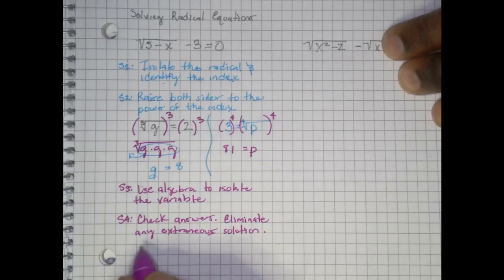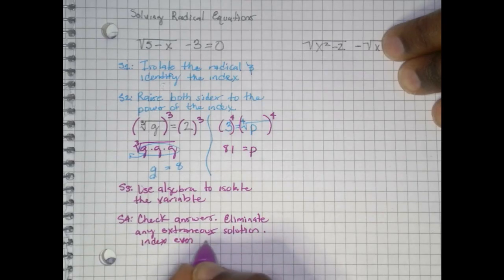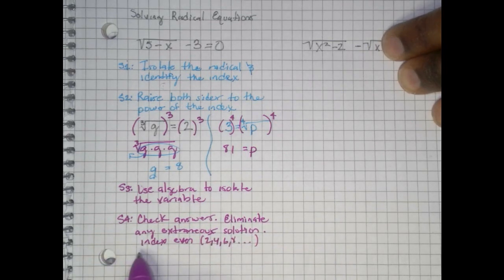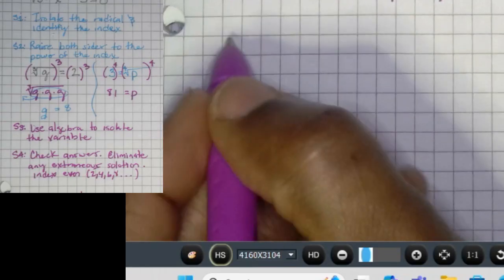Now, if your index is even, what I mean by that? 2, 4, 6, 8, and so on, ends in 0. If your index is even, you may have solutions that do not satisfy the equation. So you have to check. All right. Let's practice. Let's put all this stuff together. Let's try that equation we had up here.